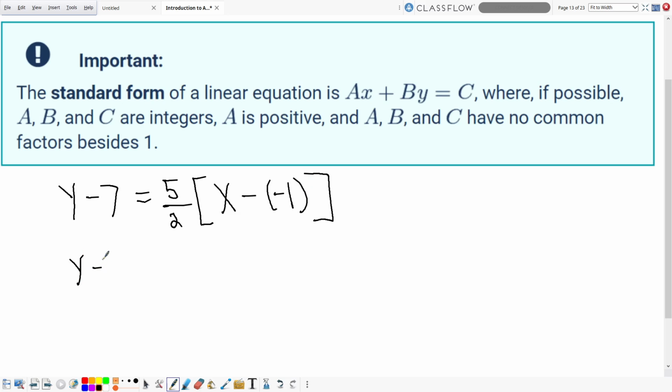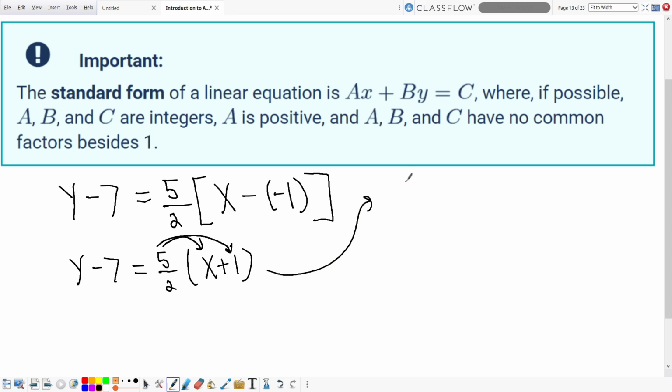So let's simplify that to y minus 7 equals 5 halves times x plus 1, because those double negatives become positive. We got parentheses. That value on the outside of the parentheses I can distribute over. So I'm going to multiply x by 5 over 2 and 1 by 5 over 2. And we're going to get y minus 7 equals 5 over 2 x plus 5 over 2.